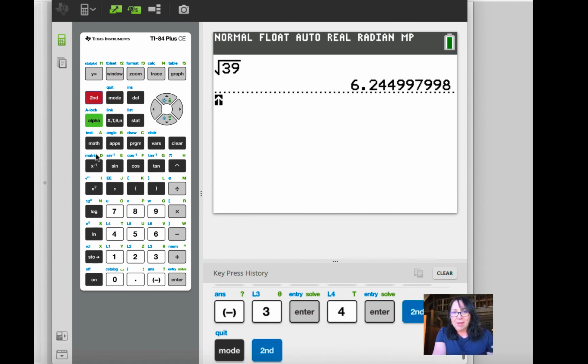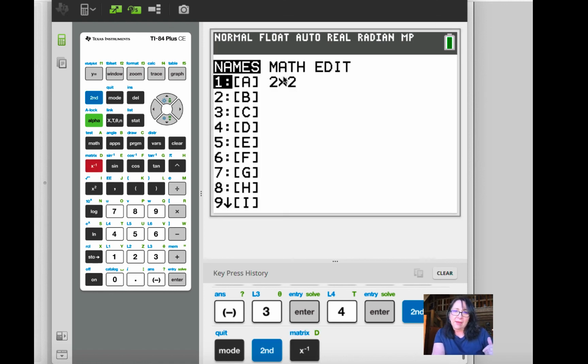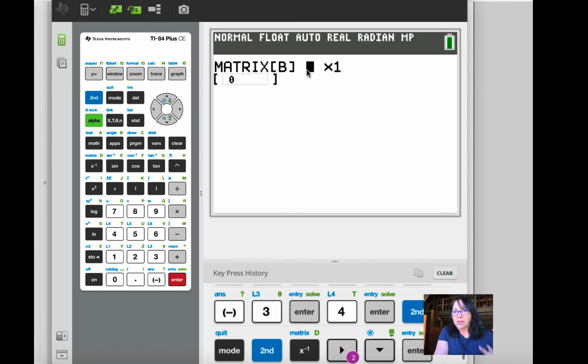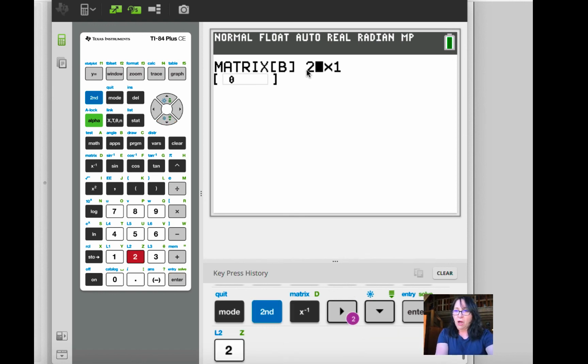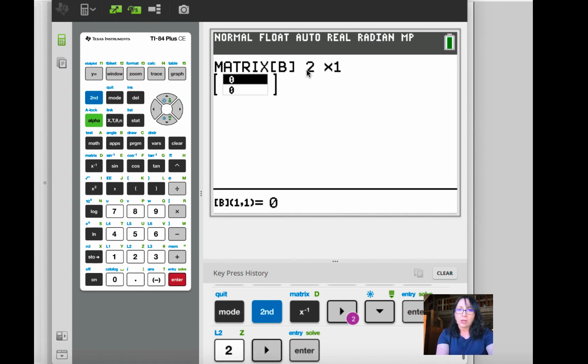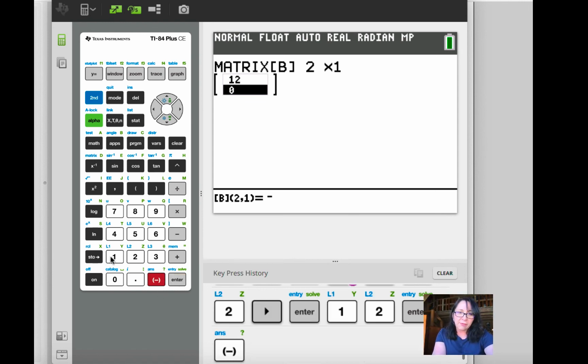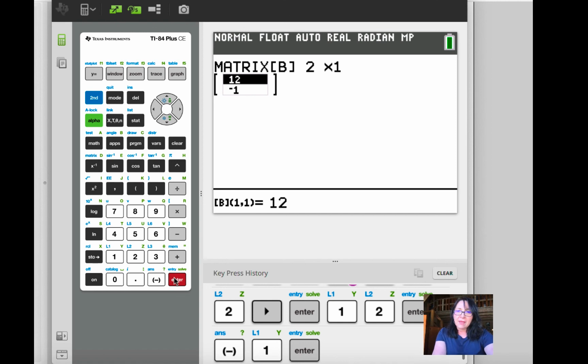Go back to matrices, go back to matrix, and go over to edit to the right, and then go down to the number 2. Now this matrix is going to be a 2 by 1. So 2, column, right? Row by column. So 2 rows, 1 column, enter. And then those numbers are 12. So I've got a 12, enter, and a negative 1, and then enter. Now you have to quit. So quit.